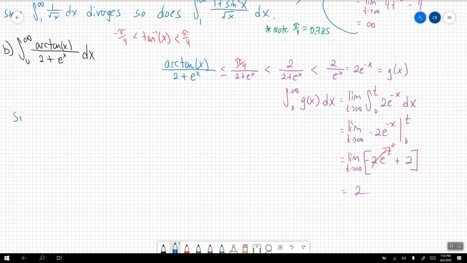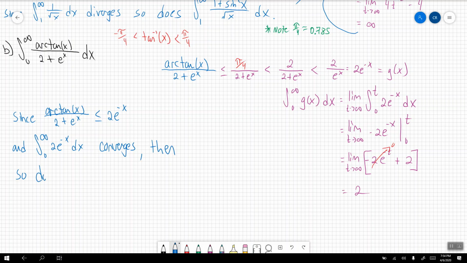All right, so I'm going to say since arctan of x divided by 2 plus e to the x is less than or equal to 2e to the negative x, and the integral from 0 to infinity of 2e to the negative x dx converges, then so does the integral from 0 to infinity of tangent inverse of x, or arctan of x, over 2 plus e to the x dx. And that's it. That's all there is to it.